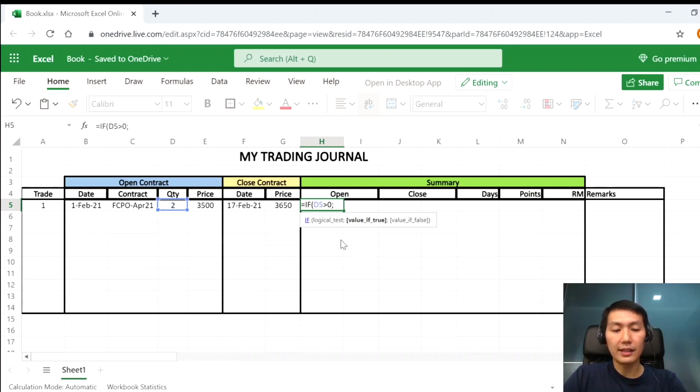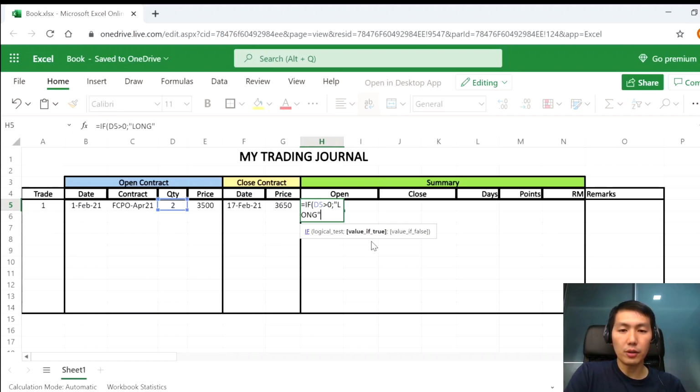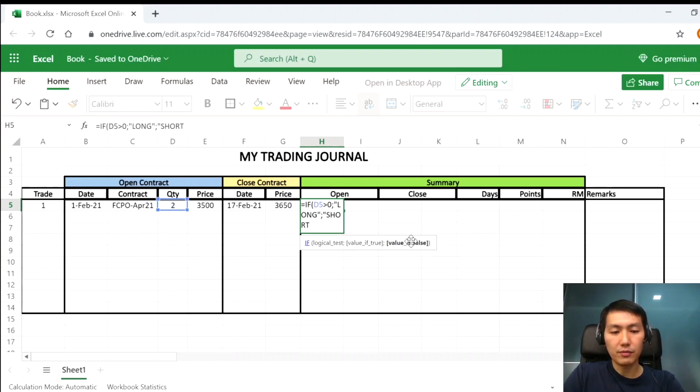For a long position, I put in an open quote and type long with a close quote. What this means is that if the quantity is more than 0, then it would be long, otherwise it would be short. Here I move to the next condition, so I put in another semicolon. If this is less than 0, I type in an open quote, short, a close quote, then close the bracket and enter.